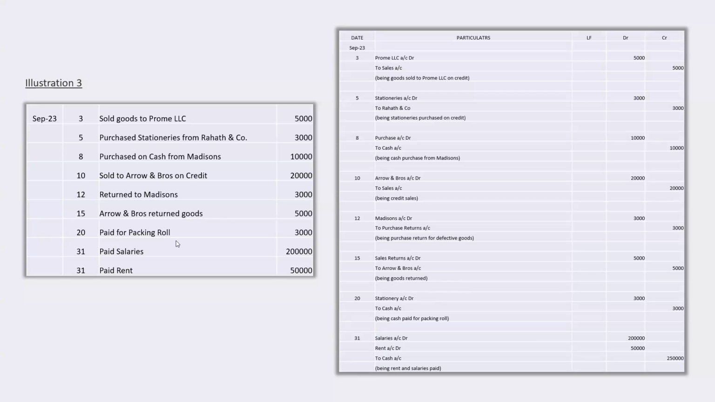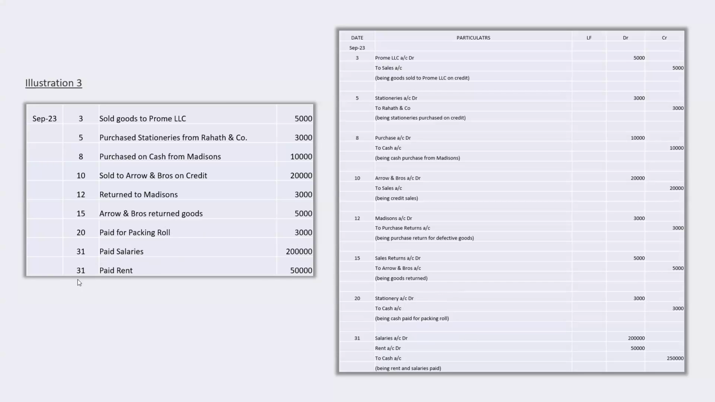And then paid for packing role. So packing role cannot be taken as packing role account debtor, because packing role and other office stationery, everything comes under stationery account. So it has to be mentioned as stationery account debtor to cash account creditor, because we have paid 3,000. It's mentioned as paid. So here you can mention being cash paid for packing role. So it's clearly mentioned in the narration that packing role is the stationery which has been purchased by paying cash.